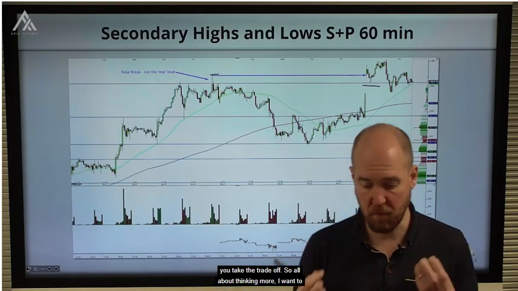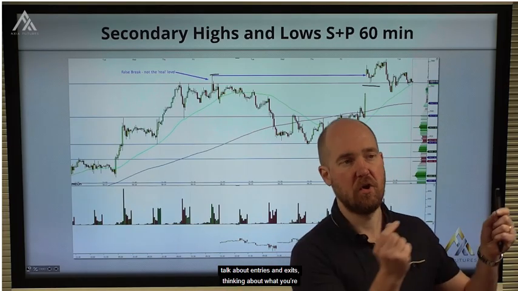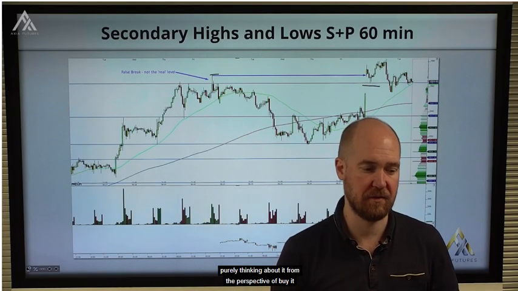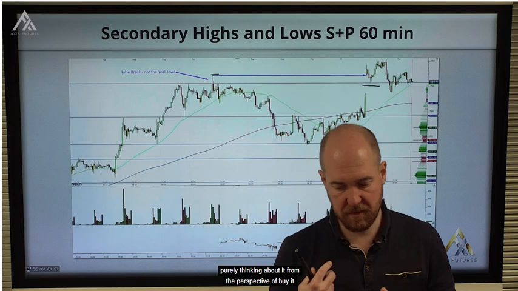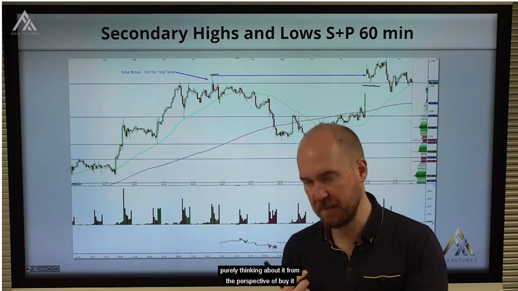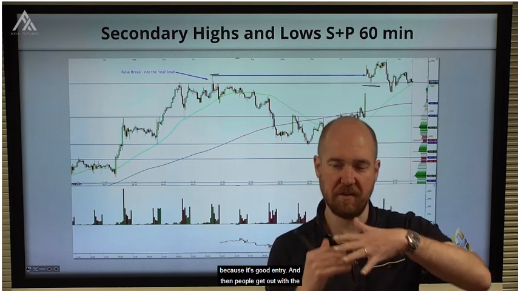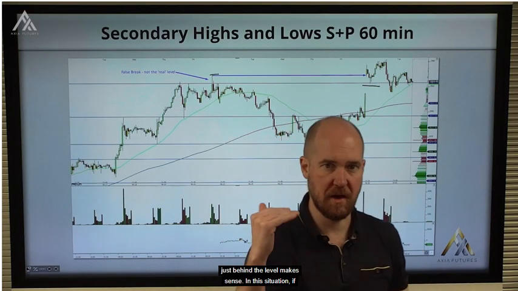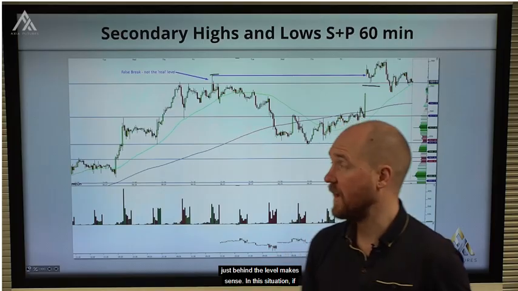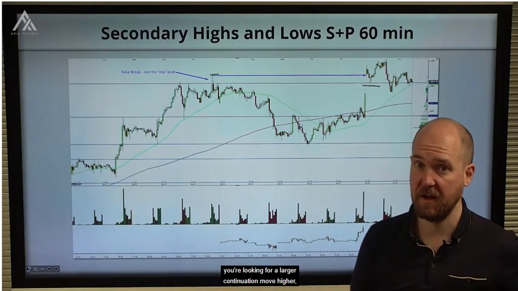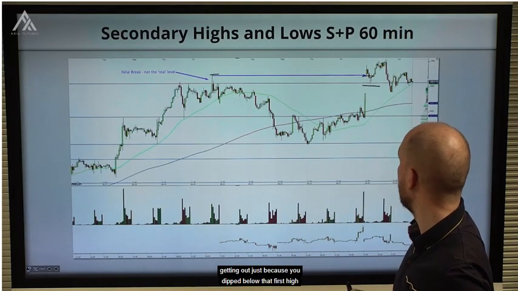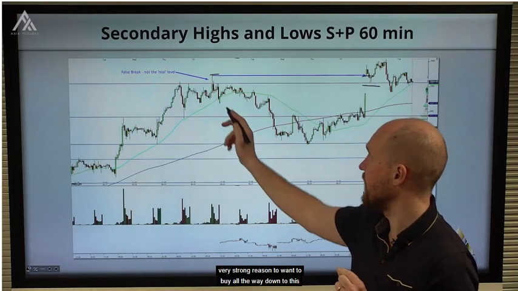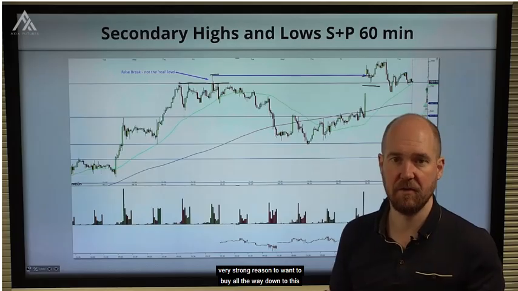It's all about thinking more, and when we talk about entries and exits, thinking about what you're trying to get out of this trade as a whole, as opposed to just purely thinking about it from the perspective of buy it because it's a good entry, and then people get out with the same rigid stop. Some situations, getting out with a clear stop just behind the level makes sense. In this situation, if you're looking for a larger continuation move higher, getting out just because you dipped below that first high would not be an adequate reason to exit the trade, because there's still very strong reason to want to buy it all the way down to this point here.